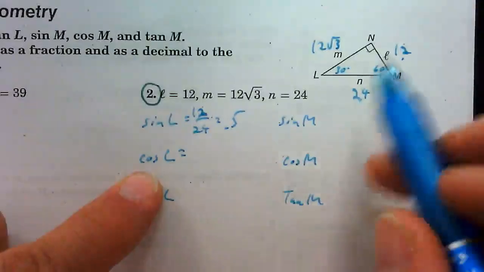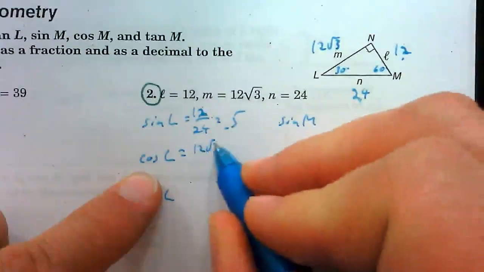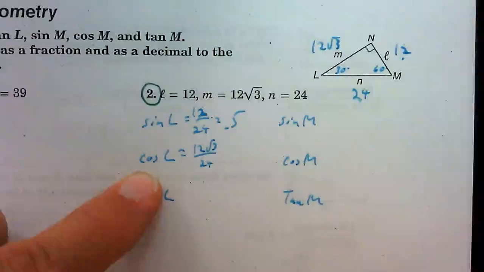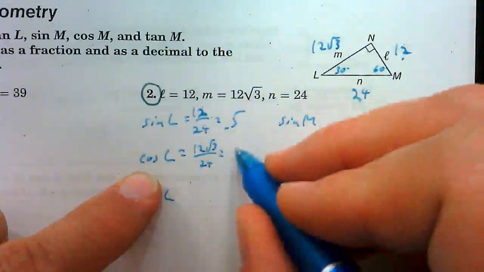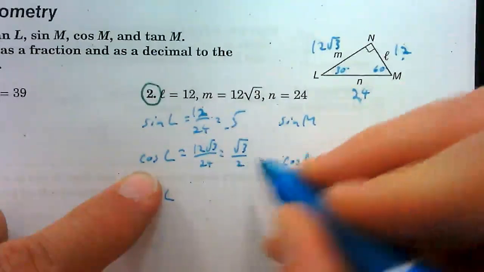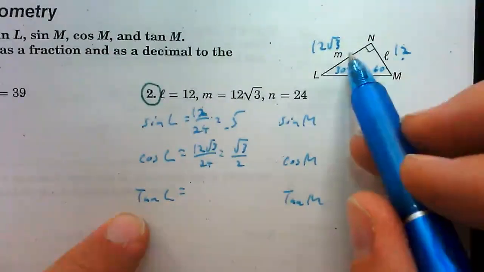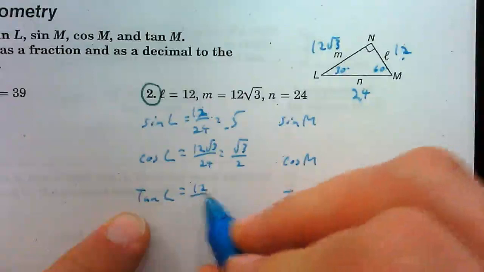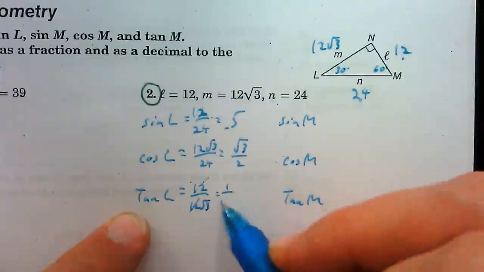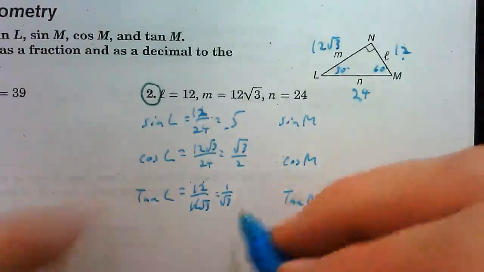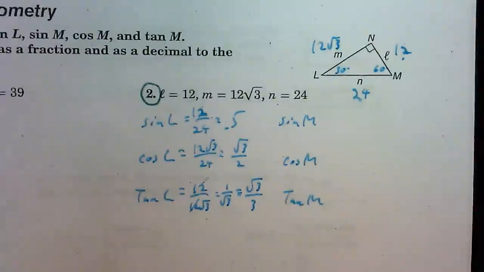Cosine of L, adjacent over hypotenuse. So 12 radical 3 over 24. This reduces both those by 12, so this would just be radical 3 over 2. Tangent of L, opposite over adjacent. 12 over 12 radical 3. Well, the 12's reduce, so this is just 1 over radical 3. You'd have to rationalize, multiply both bottom and top by radical 3, so you'd get square root of 3 over 3. And that'll be our final answer.